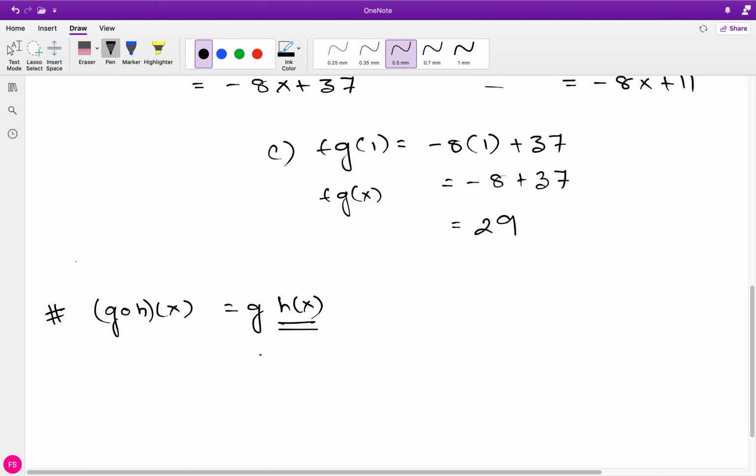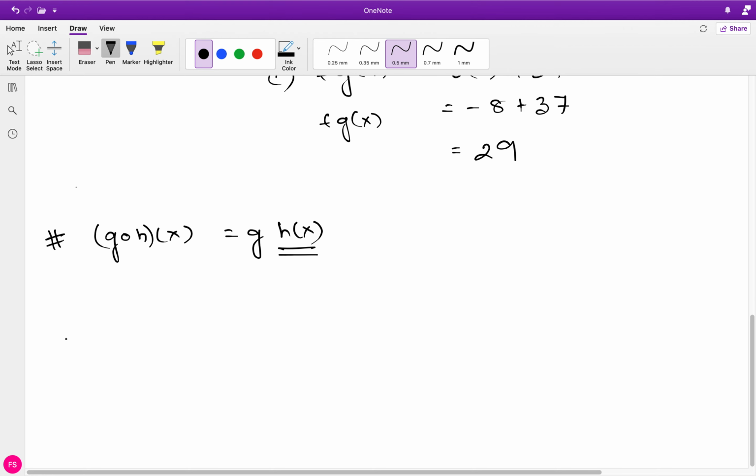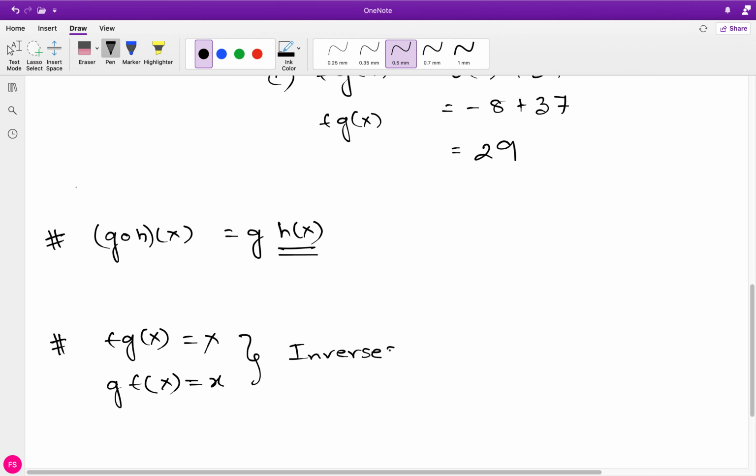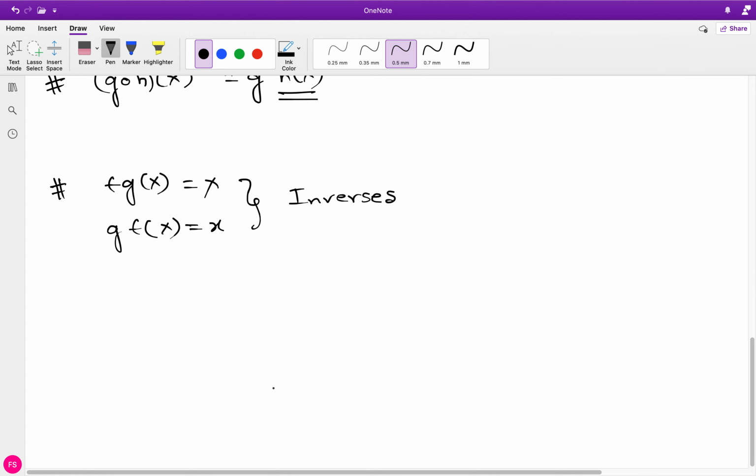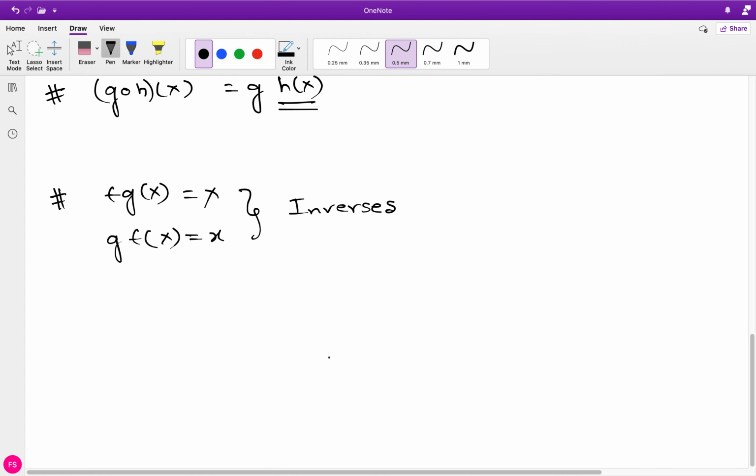Now also, if you have two composite functions, like f of g of x equals x, and for the same example, g of f of x equals x as well, then you can say that these two functions are inverses of each other. I explained the inverse function in my previous video, so if you don't know what I'm talking about, watch that video first and then come back to this one. So what does it mean? How can you prove if two functions are inverses of each other?